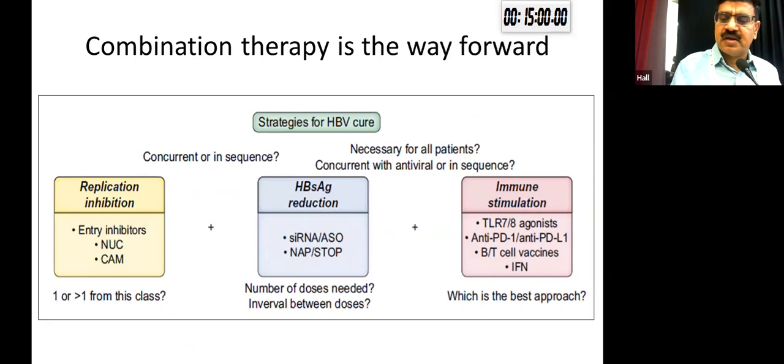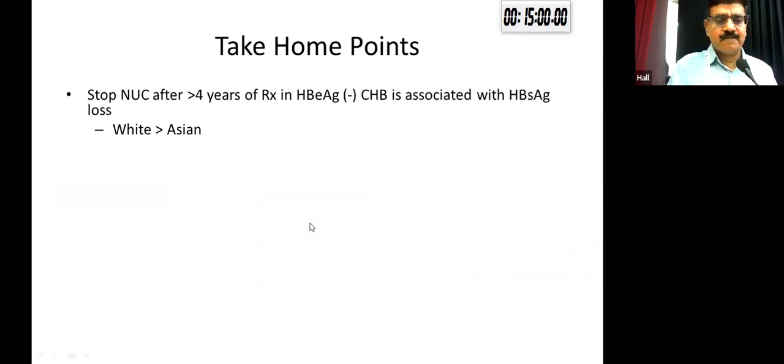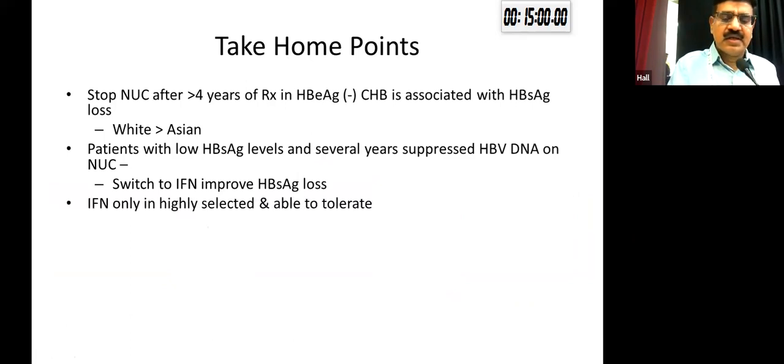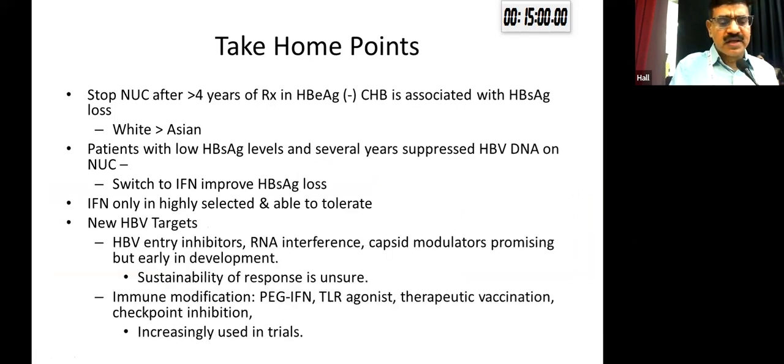So which therapy will work? What is the combination? What is the sequence? We still don't know. Till then, stop nukes after 4 years of treatment when the patient is E negative; S loss is better with whites. In Asians, the target is S antigen less than 100, then you stop. In patients with low HBsAg levels and several years of DNA suppression, a switch to interferon might improve the S loss. Interferon alone is highly selective. New targets are available. They are still in trial.